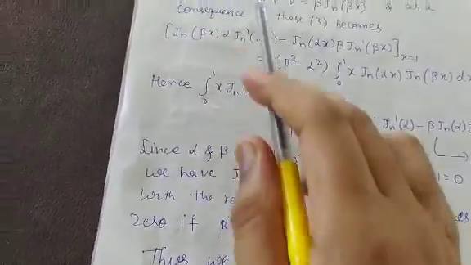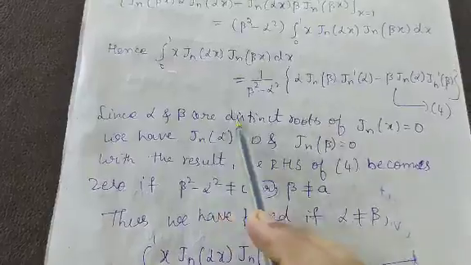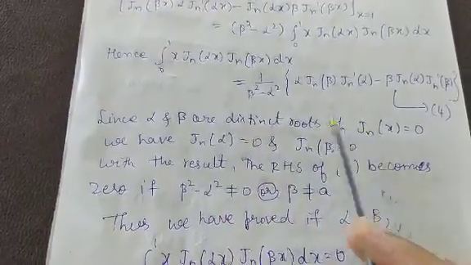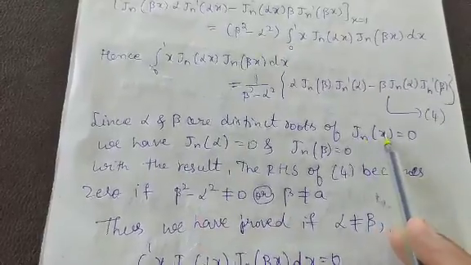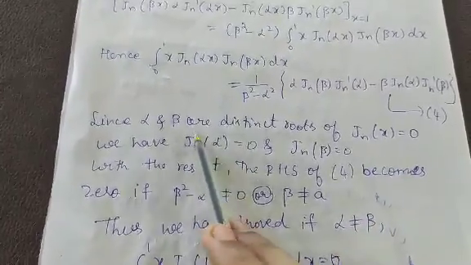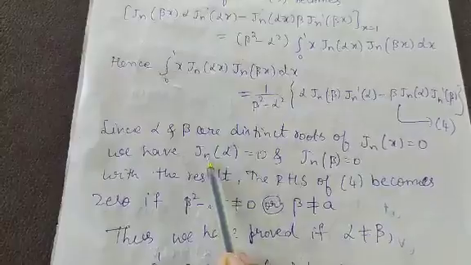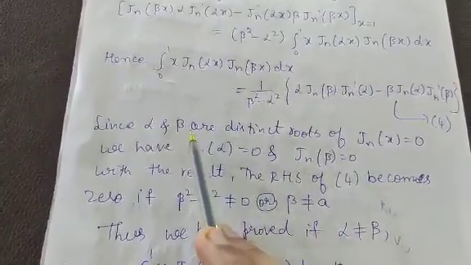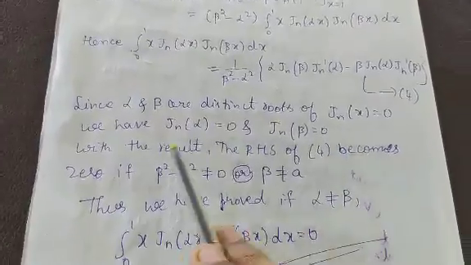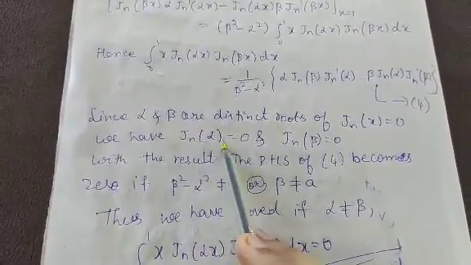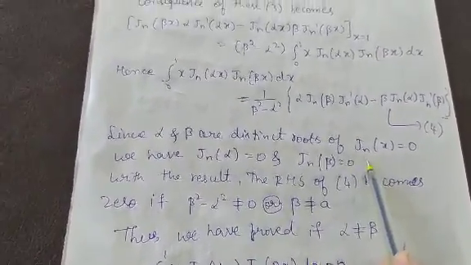After this, what is this? Since alpha and beta are distinct roots of Jn of x, when you say alpha is a root and substitute it in that equation, you will get 0. When you say alpha is a root of Jn of x, it is nothing but Jn of alpha equals 0. And when beta is also a root, Jn of beta equals 0. So what you have proved is Jn of alpha equals 0 and Jn of beta equals 0.